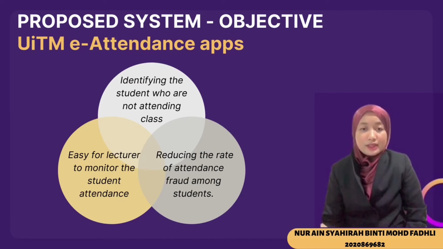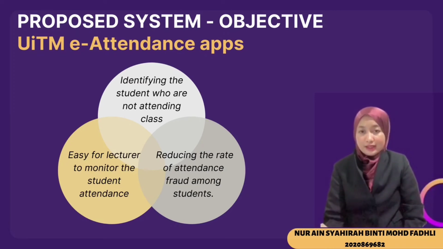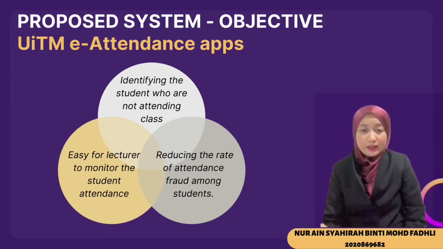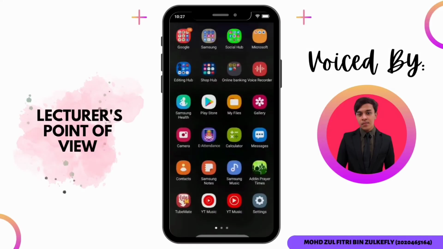Secondly, the data collected is accurate. It enables lecturers to record, manage, and compile daily student attendance data. Along with student attendance, it also allows lecturers to generate a 100% accurate student attendance report. Data collected by an automated system is more accurate because the process is carried out by a computer. And lastly, to reduce the rate of attendance fraud among students. These e-attendance apps will help reduce attendance fraud because students who are not attending the class will not be available. Now, let's move to our prototype, which is the UiTM e-attendance system.